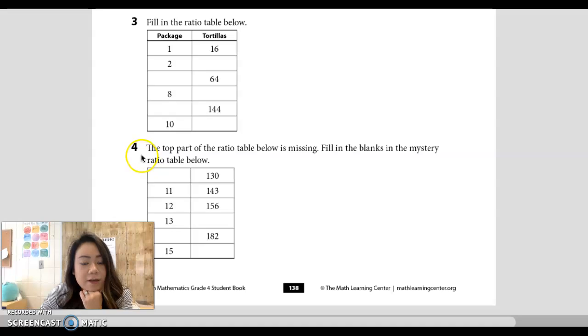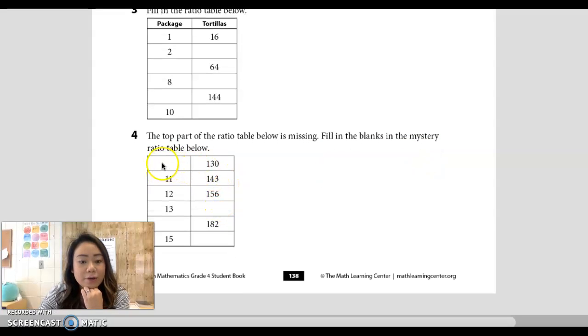Number 4, the top part of the ratio table below is missing. Fill in the blanks in the mystery ratio table below. Ooh. So it looks like the first part is missing, but you have all this information here to help you. So if there's 11 of something, there's 143 total. So you have to find the pattern for that one.